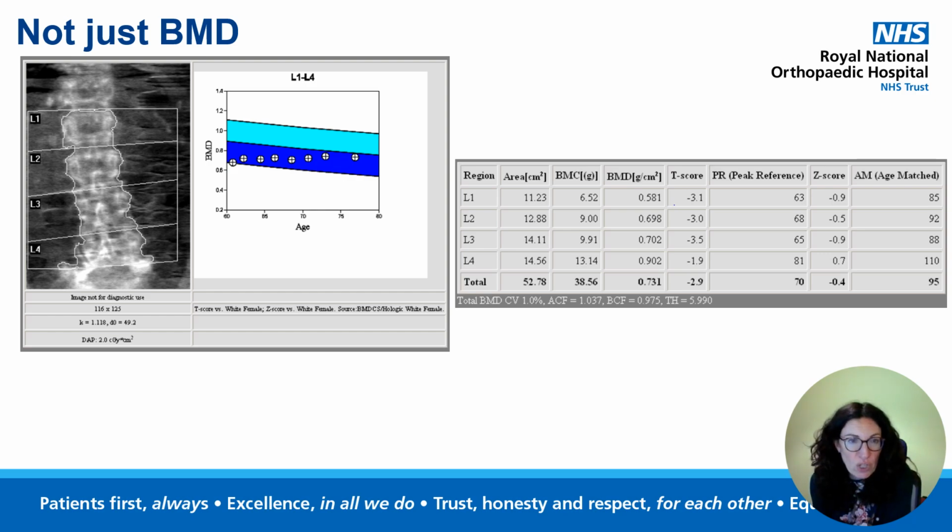But DXAs don't just tell us bone density, and they sometimes can be helpful for telling us other things. So here's an example of a bone density scan. When we look at the image, we might think that L4 looks a little bit short. As we go down, our lumbar vertebrae should get taller, and that one's shorter. When we look at our T-score, the average T-score is -2.9. In L1, 2 and 3, we're in the -3s, but L4 is in -1.9.